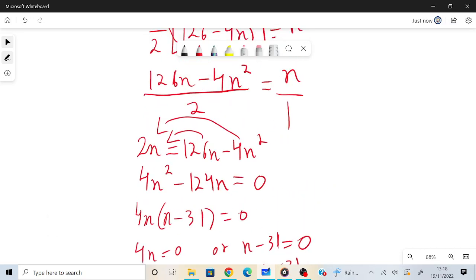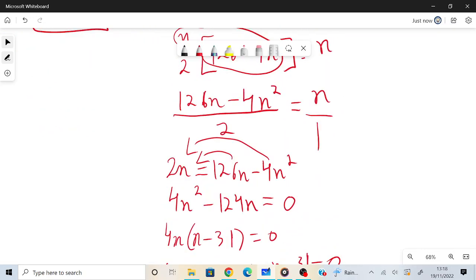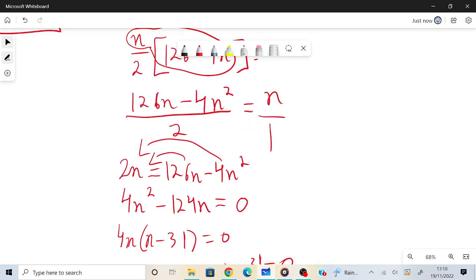The question said find the positive integer n, and because one of our values is 0, that's not possible, so this is not a possible answer. Our final answer is that n is equal to 31. That's the answer to that question.